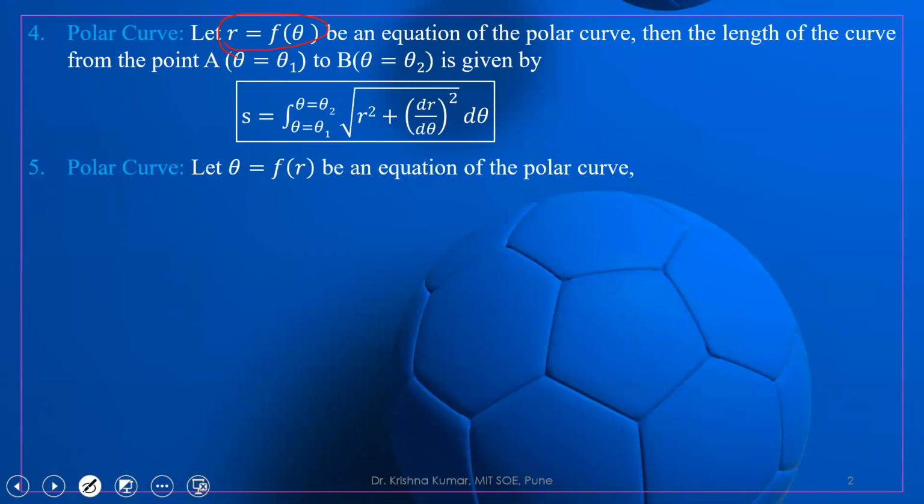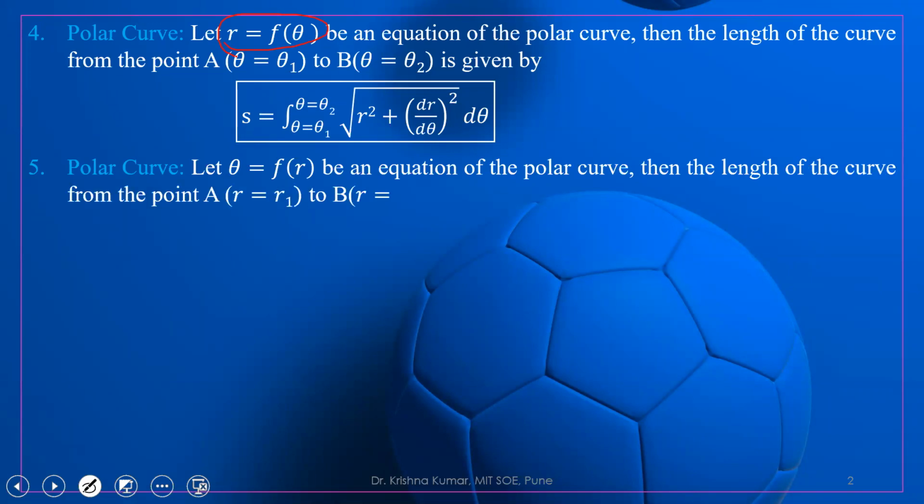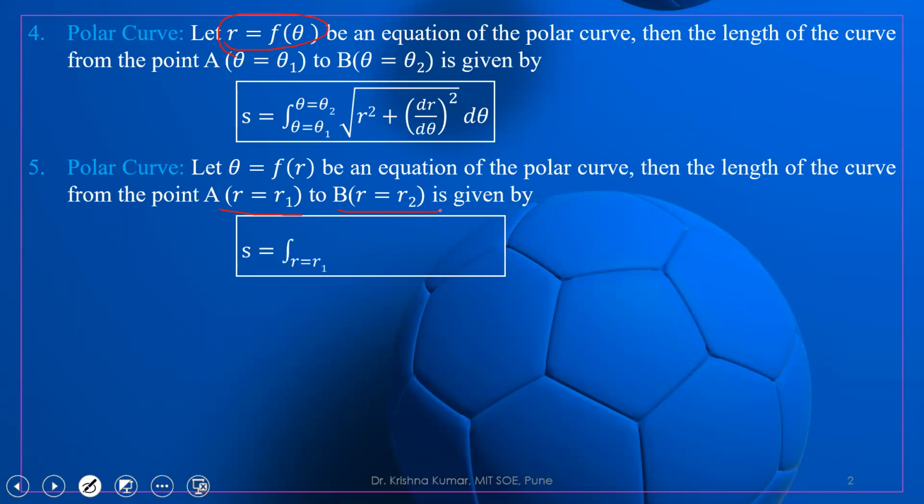Suppose theta is a function of r, be an equation of the polar curve, then the length of the curve from the point A, r equal to r1, to B, r2, is given by s is equal to integration under the limit r1 to r2 root over 1 plus r square (d theta/dr) whole square with respect to r.